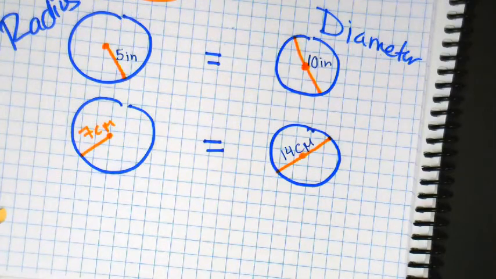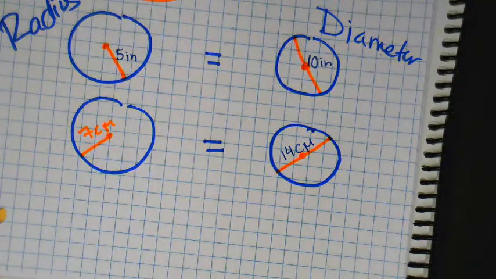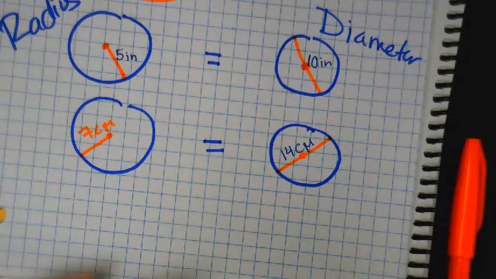Do you guys see the relationship? So if I give you half and I want the whole thing, you can just add these two numbers. Like 5 plus 5, 10. 7 plus 7, 14. Okay? Now let's go backwards. What if I give you a diameter?